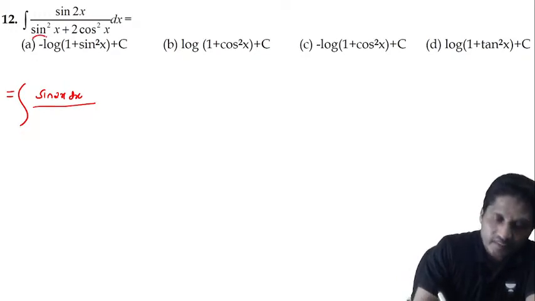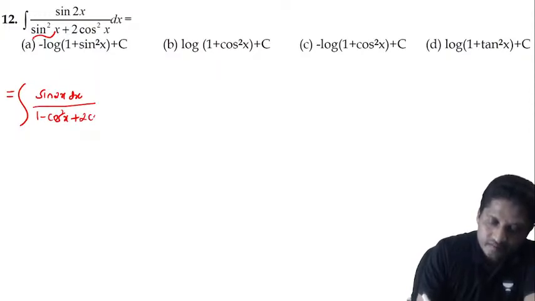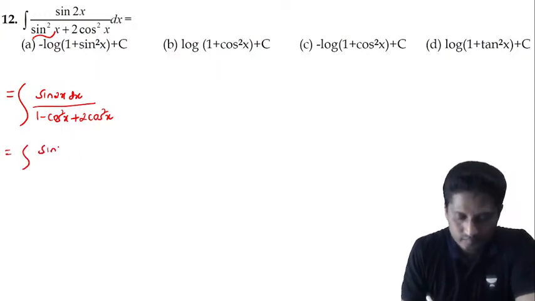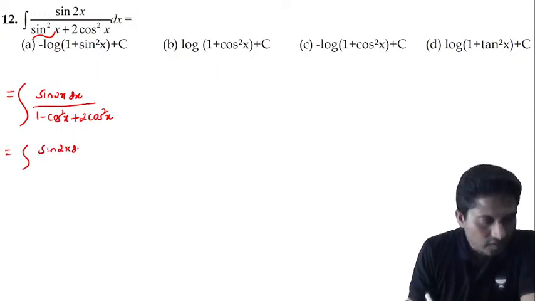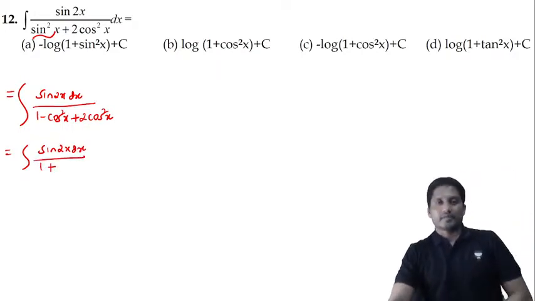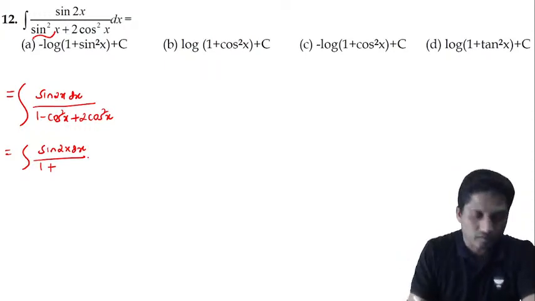Sine square x can be written as 1 minus cos square x plus 2 cos square x. So it is equal to numerator sine 2x dx divided by 1, minus cos square plus 2 cos square, which will be equal to plus cos square.